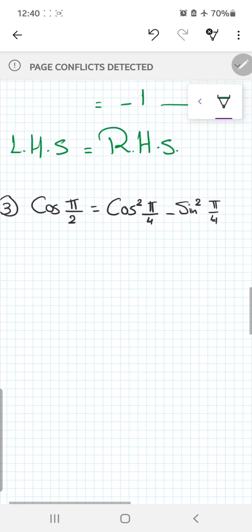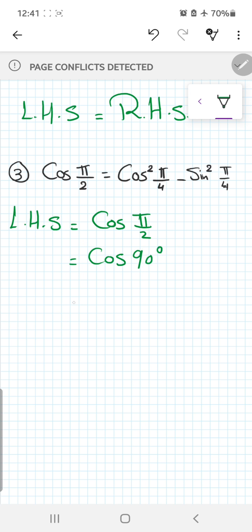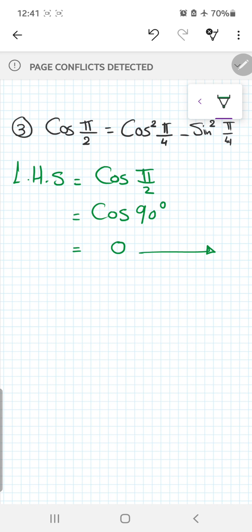Okay, the last one: cosine theta divided by 2 equals cosine squared theta over 4 minus sine squared theta over 4. First get the left hand side. The left hand side equals cosine theta divided by 2. We said before theta equals 180, so we want cosine 180 divided by 2, which is cosine 90 degrees, and that equals 0. Okay, get the right hand side.